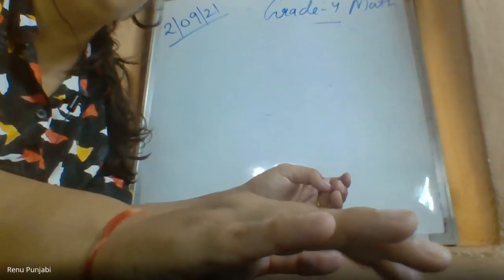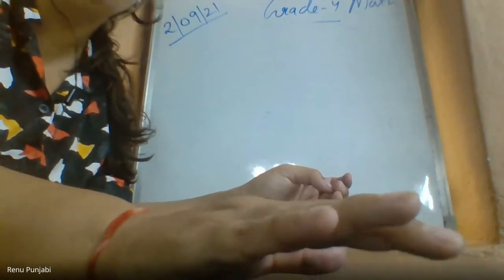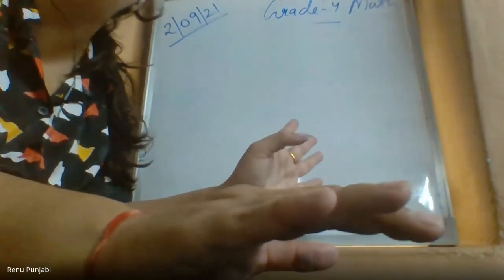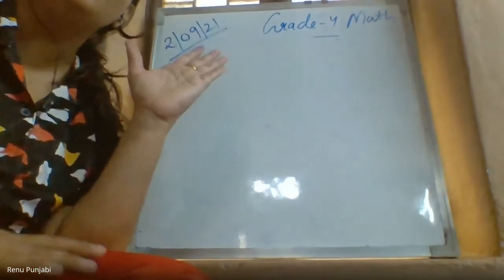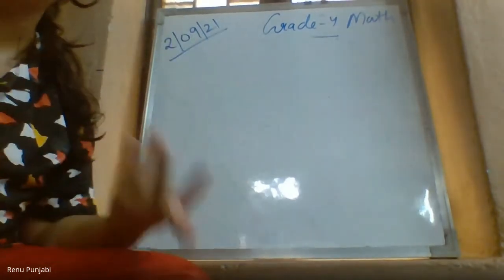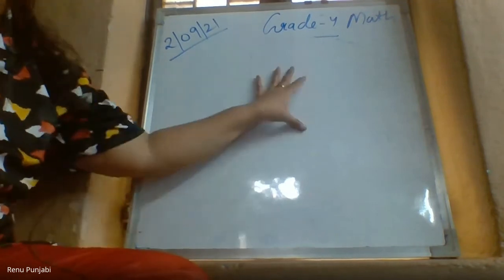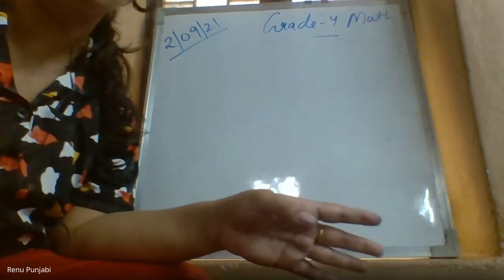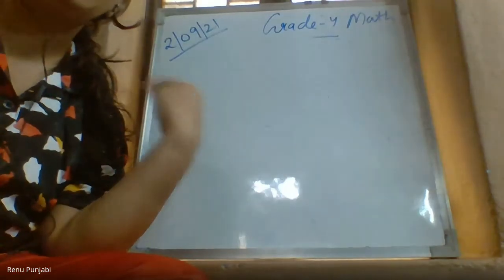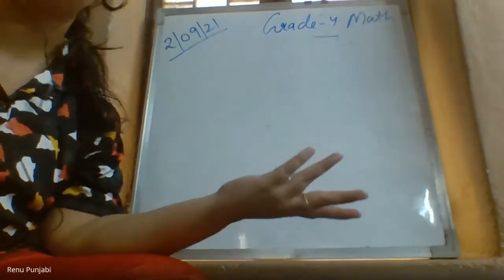How will it be? It means in one sum, only one operation will apply. But if there are five sums, one can be addition, one can be subtraction, one can be multiplication. This way I'm telling. Not that in one sum all the operations will apply. So how can we understand the mix? You need to understand the language of the concept and you need to solve it.